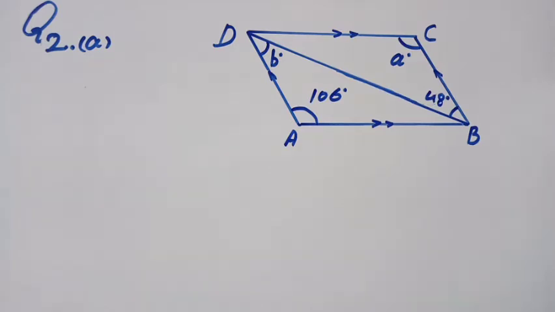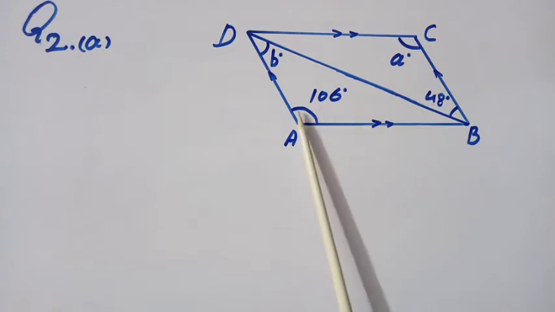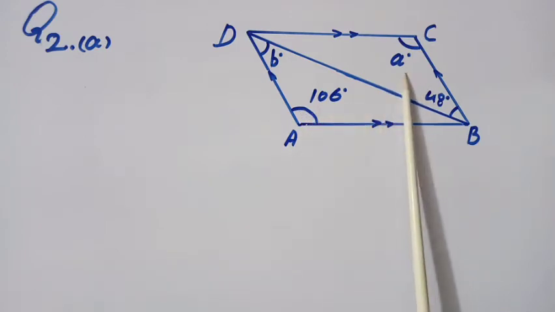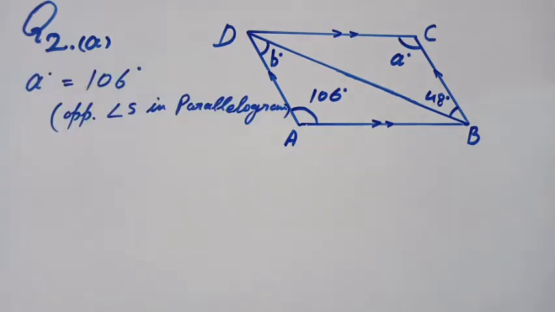You know, a parallelogram is a quadrilateral which has two pairs of parallel lines, right? Over here, to find out this angle A, very simple. This angle A is equal to 106 degrees. Why? Because the opposite angles in a parallelogram are equal in measurement to one another, right? So A equal to 106 degrees. Why? Because of opposite angles in a parallelogram.